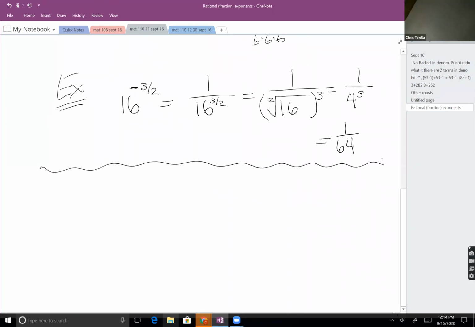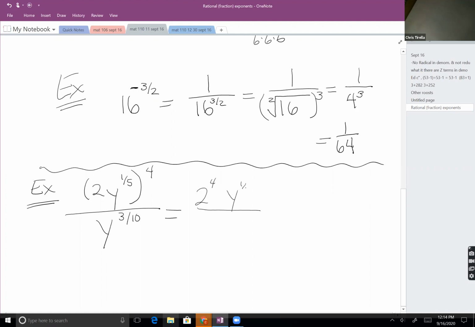And these are just exponents, so we can combine them with all of our exponent rules. What if I have 2y to the 1/5, to the 4th, over y to the 3/10? Order of operations, we'd have to do our exponent first. So that'll be 2 to the 4th, y to the 1/5 to the 4th. 2 to the 4th is 16.